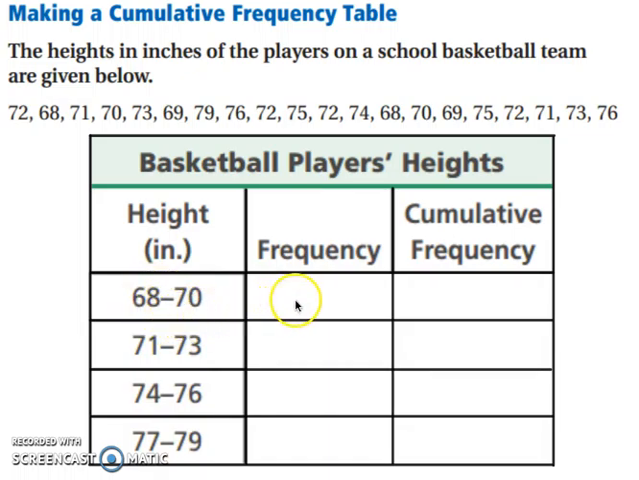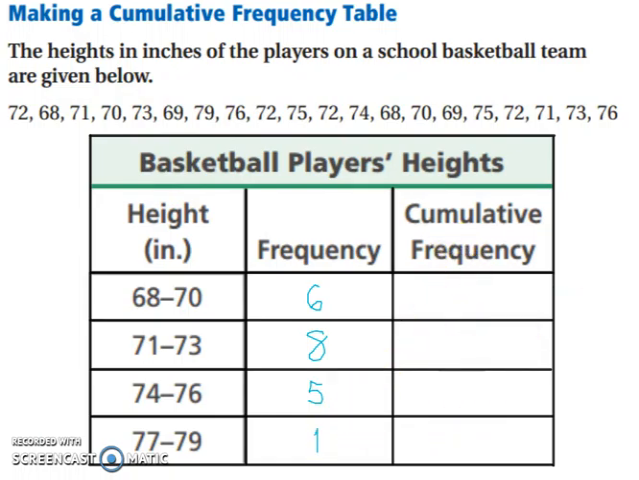So then we're going to tally our frequency. So the frequency from 68 to 70, that seems to appear 6 times. And then how many times do the numbers between 71 and 73 appear? Well, that's going to be 8. And then 74 to 76 is going to be 5. And then from 77 to 79, all we've got is that 79, so that's just 1.